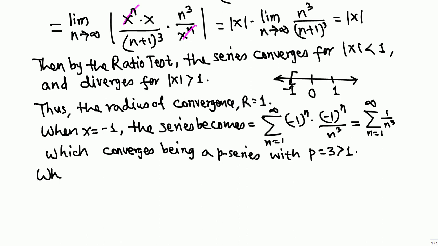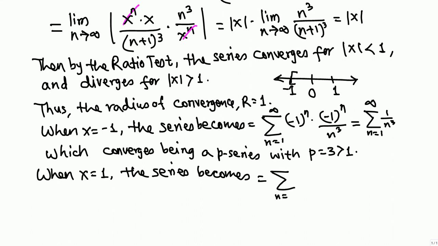Okay, next, when x equals 1, the given power series, the original series, becomes the sum from n equals 1 through infinity of negative 1 to the n times x to the n over n cubed. Now x is 1, so 1 to the n is just 1, and we have negative 1 to the n over n cubed. Due to the factor negative 1 to the n, this is clearly an alternating series.